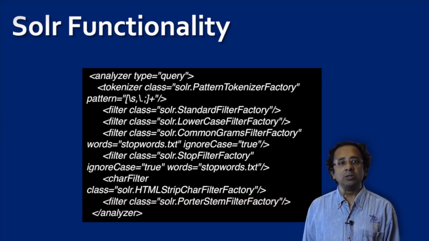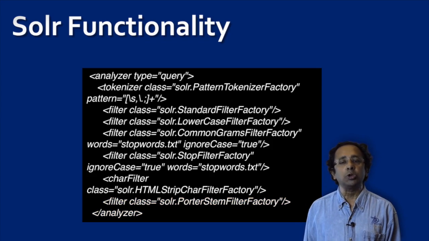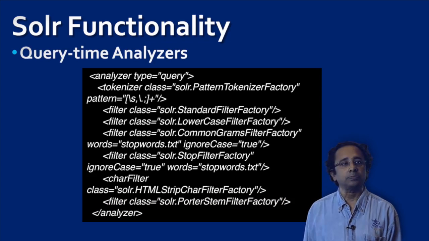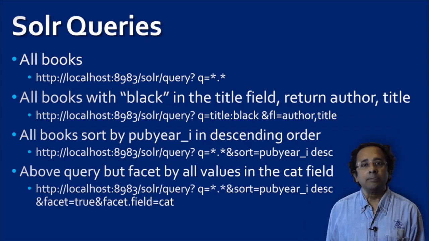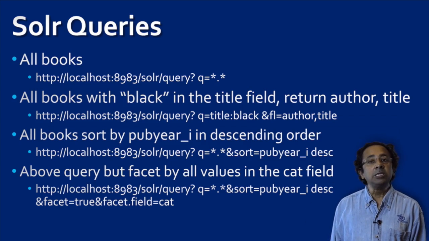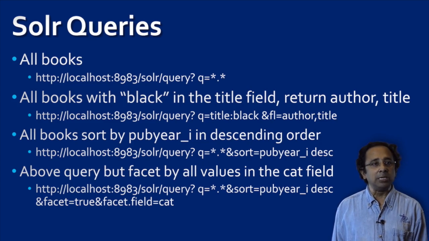We'll end this section with a discussion on Solr queries, that is searches. We present a CSV file with 9 records and 7 attributes. We issue queries against the system by posing a web query. In these examples, we show some of the queries one can pose to the system. This will be covered in more detail during the hands-on session. Just notice that the q equal to is the query and the fl is what you want back.